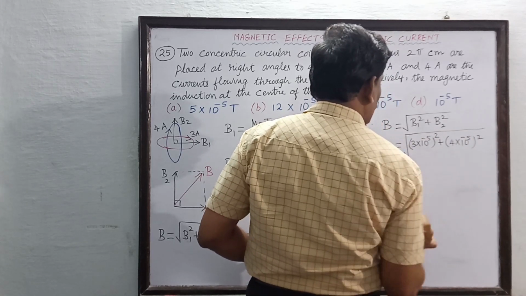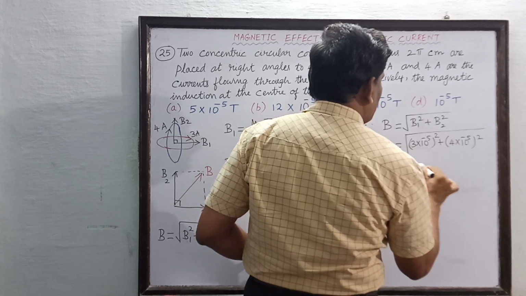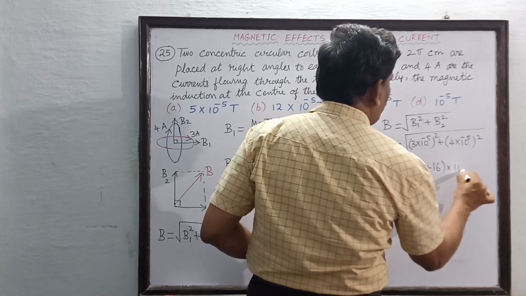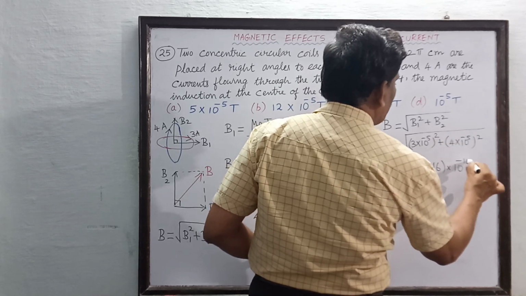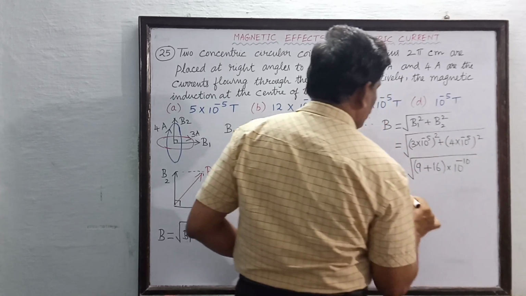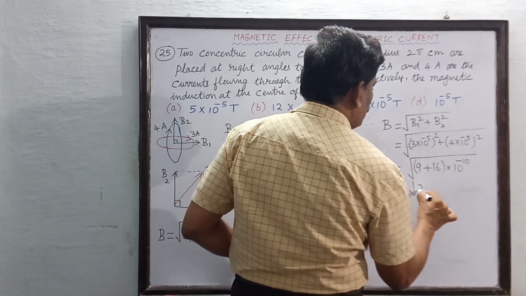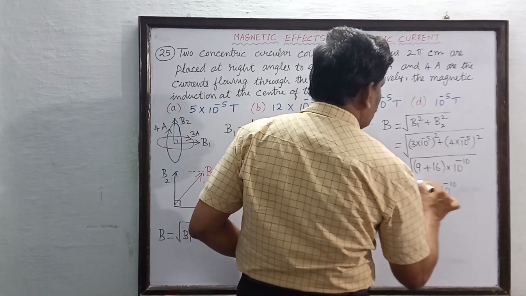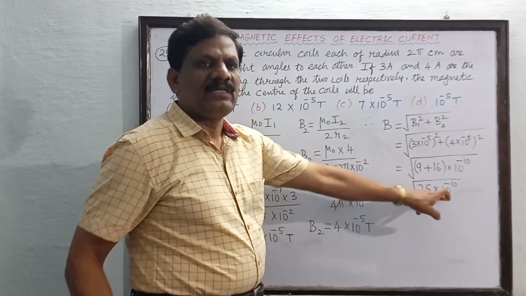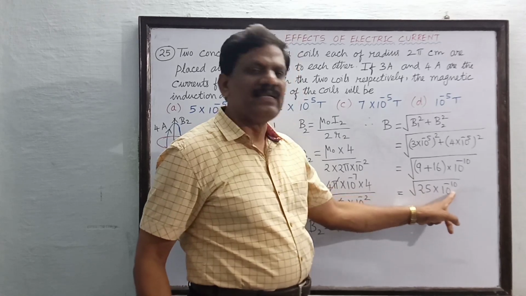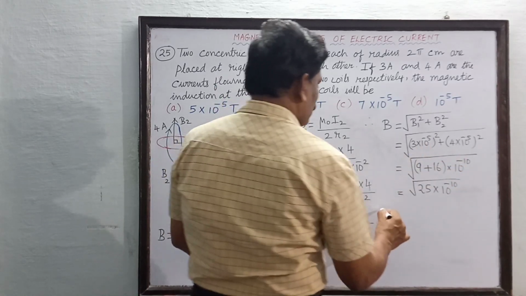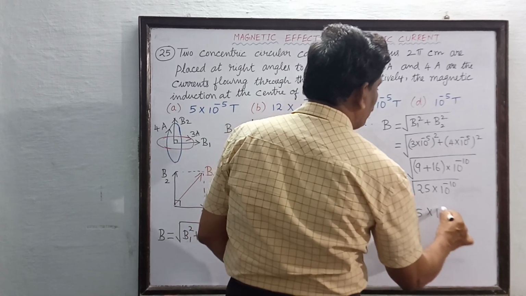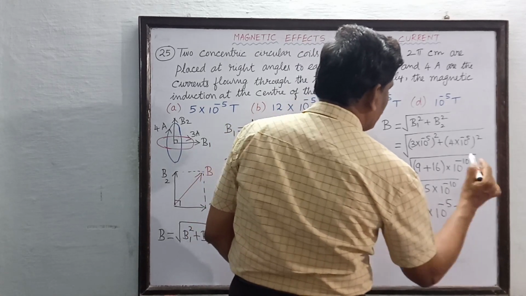So inside the square root, 3 square is 9, plus 4 square is 16, into 10 power minus 5 the whole square is 10 power minus 10. So this is equal to the square root of 25 into 10 power minus 10. So both are square numbers. 25 is 5 square and 10 power minus 5 the whole square it is. Therefore B is now equal to 5 into 10 power minus 5 Tesla.